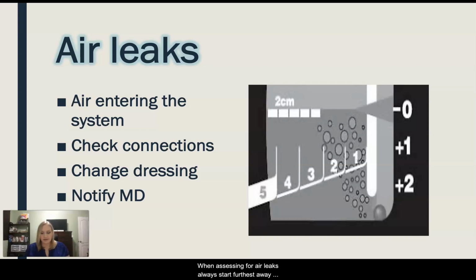When assessing for air leaks, always start furthest away from the patient at the chest drainage unit and work your way towards the patient. Then check all the connections. If this does not fix the air leak, then assess the dressing and change it if necessary. Lastly, ensure the eyelets of the distal inserted chest tube are not exposed. If they are, then notify the doctor immediately.